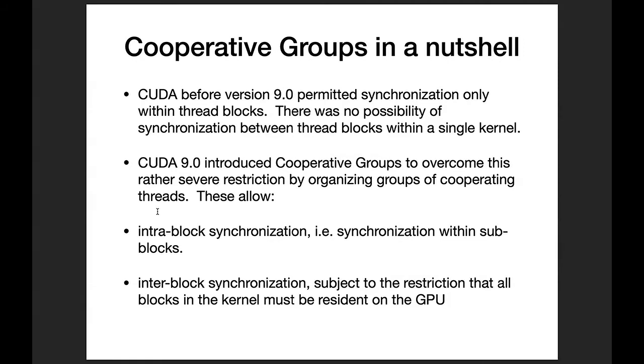So the only way to synchronize the kernel was to basically split it into two separate kernels. Call one and then call another. And this would ensure that synchronization happens in between. And this was possible, but somewhat tedious to do. And the cooperative groups functionality will show you how synchronization is now possible within the kernel.